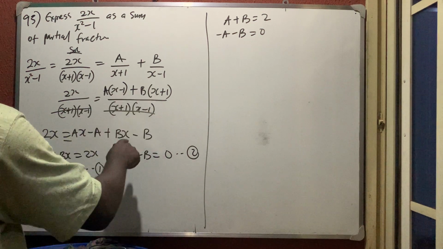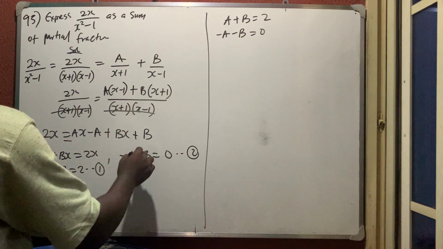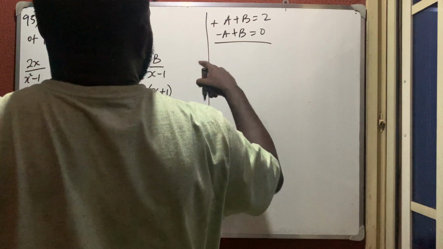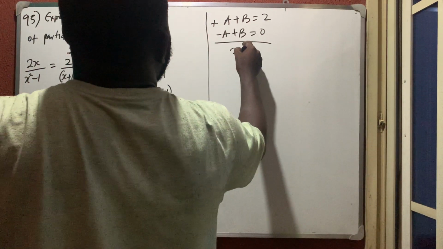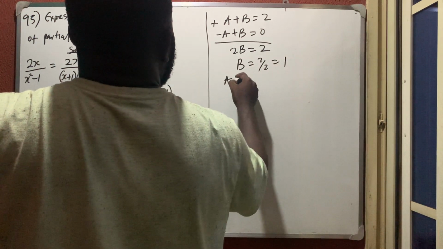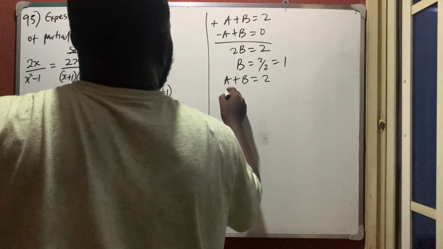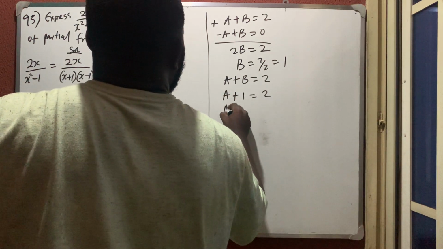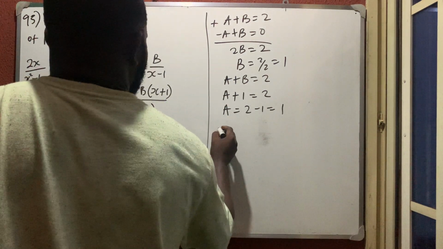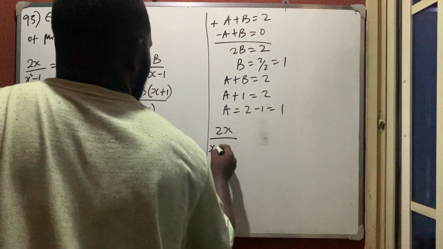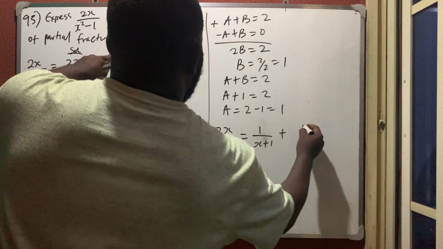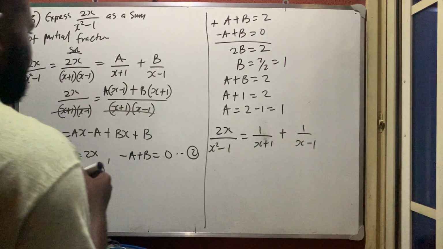Sorry. This time this is bx, this time this is plus b, not minus b. So this is plus b. So if I now decide to add, this plus this is gone, this plus this is 2b is equal to 2. So b is equal to what? 2 divided by 2, which is 1. But I know that a plus b is equal to 2. So therefore a plus 1 is equal to 2. So a is equal to what? 2 minus 1, which is 1. So my answer is simply that 2x all over x squared minus 1 is equal to 1 over x plus 1 plus 1 over x minus 1. As simple as that.